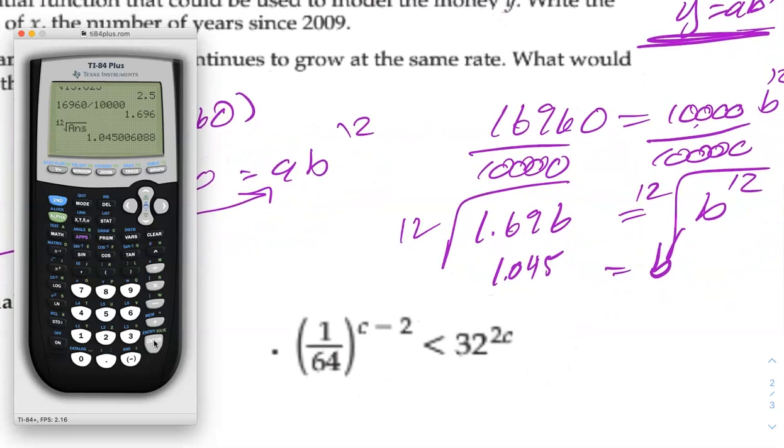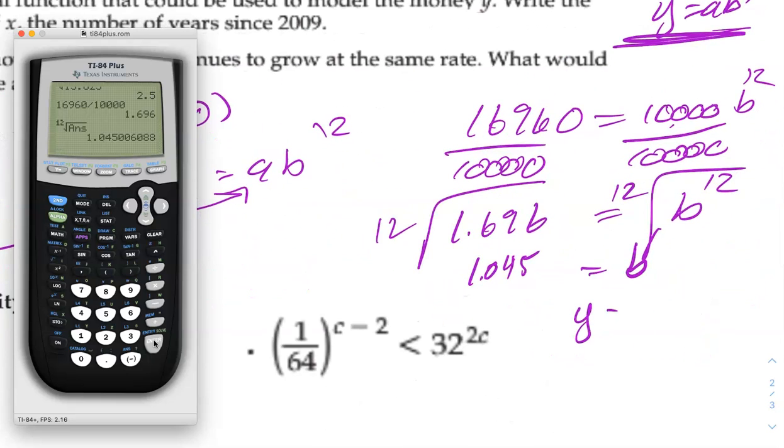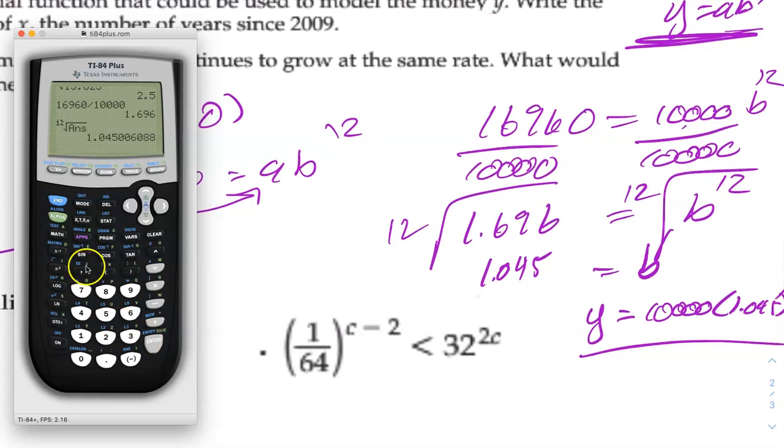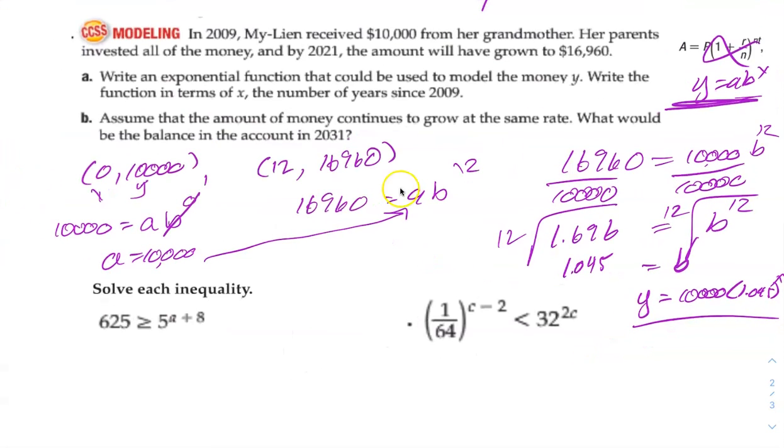So there's my equation. y equals $10,000 times 1.045 to the x. And then the question is, for the next one, assuming the amount of money continues to grow at the same rate, what would be the balance in 2031? So that's another 10 years. It was already 12 years, so that's another 10, so it's 22 years. So I have to plug x equals 22 in for that.